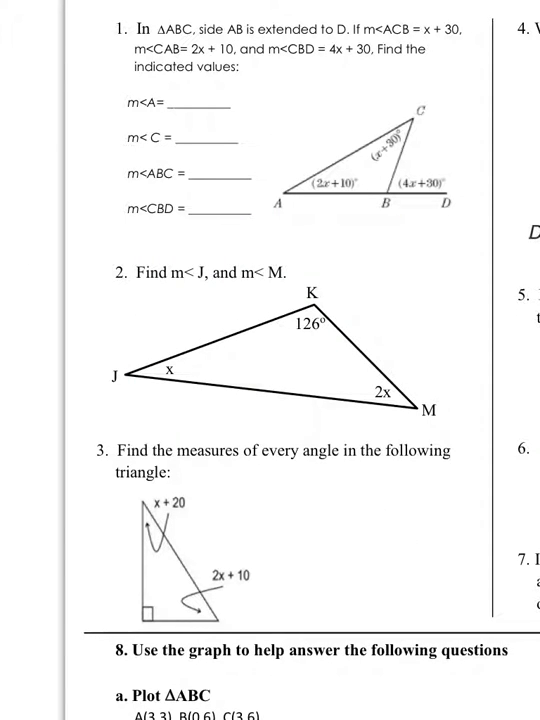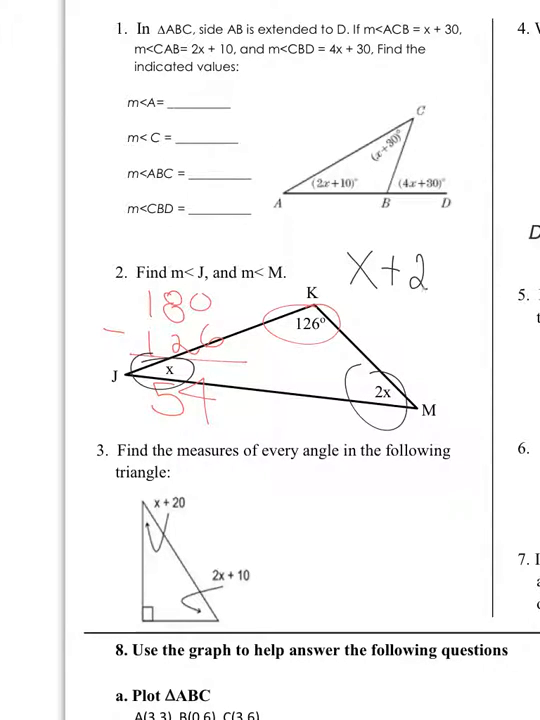All right, number 2, find the measure of angle J and the measure of angle M. Okay, it's a lot simpler here. All three angles have to add up to 180. We have this one angle here, so we can set it up as one equation, or what I prefer to do is take that out first. So 180 minus 126 is 54. Okay, so that leaves this angle and this angle to equal 54, and that's what you write.